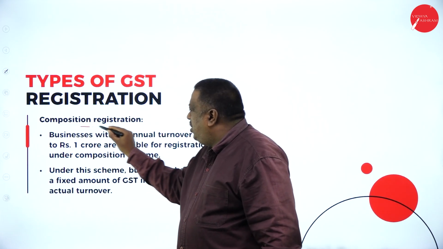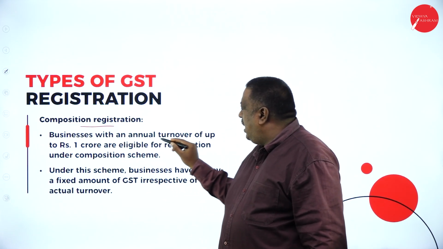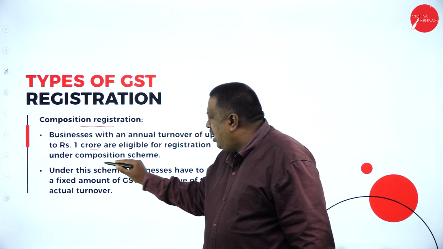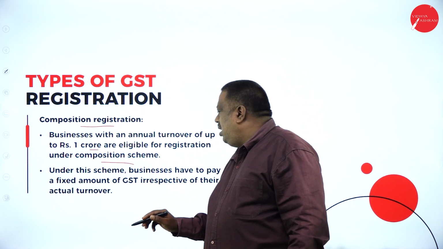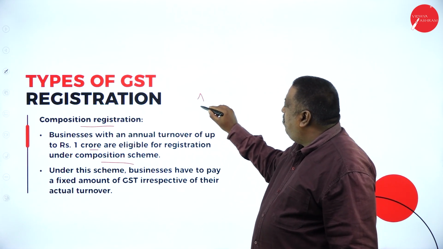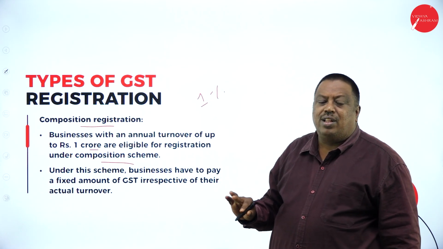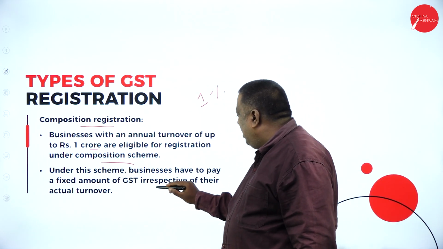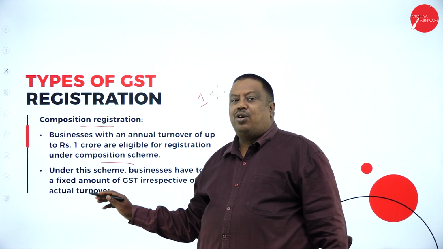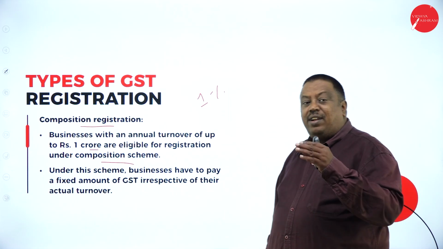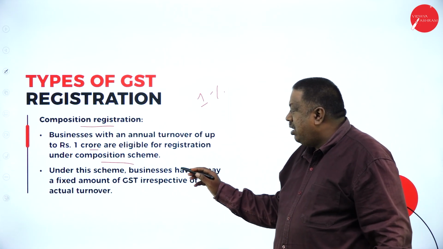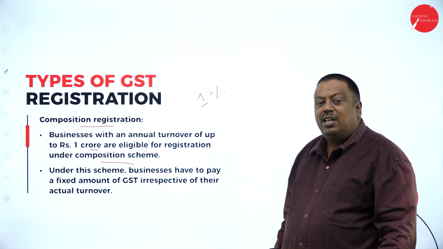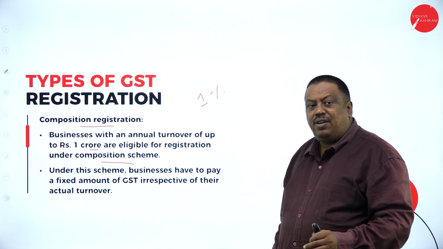Composition registration. Businesses with an annual turnover up to 1 crore are eligible for registration under the composition scheme, and here it is a fixed percent, 1% GST they have to pay on the turnover. Under this scheme, businesses have to pay a fixed amount of GST irrespective of their actual turnover. So if they have registered under the composition scheme, whatever the turnover is, they have to pay the GST at the fixed rate on the turnover.